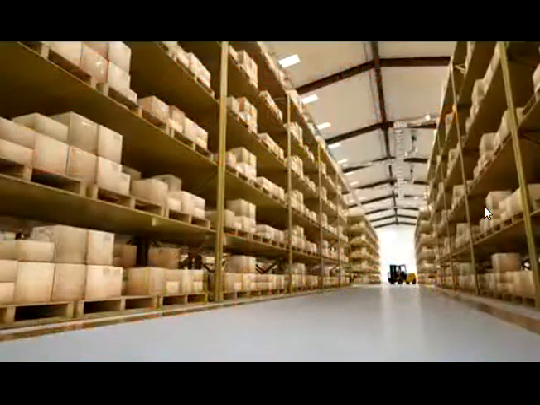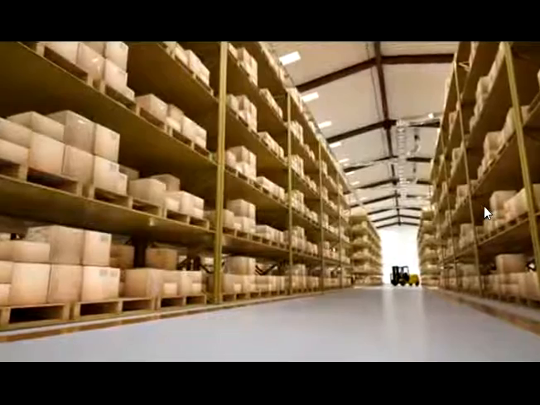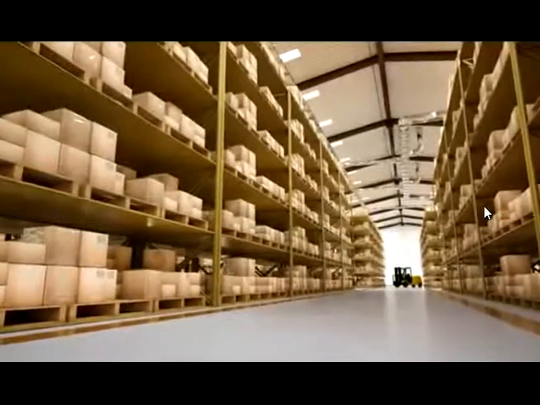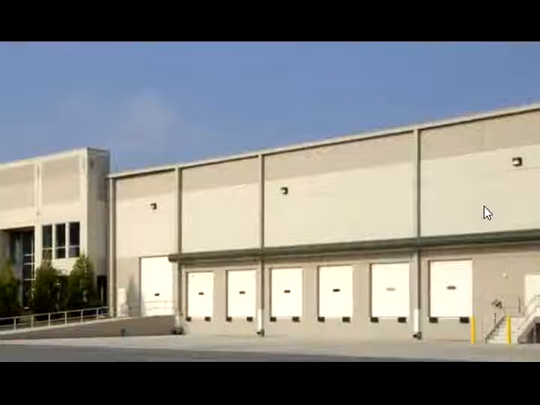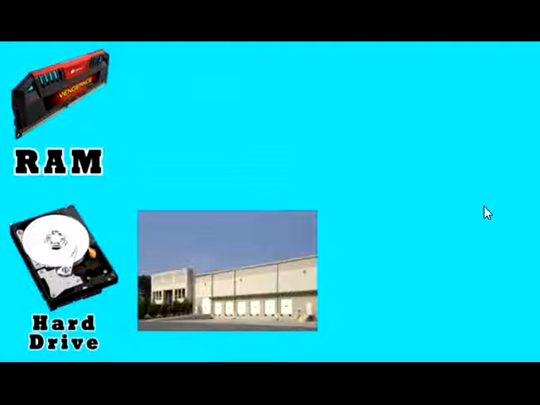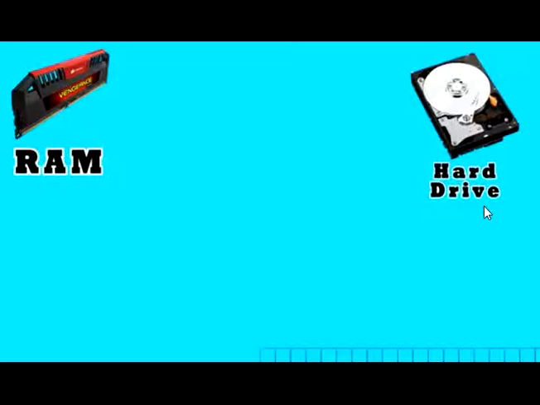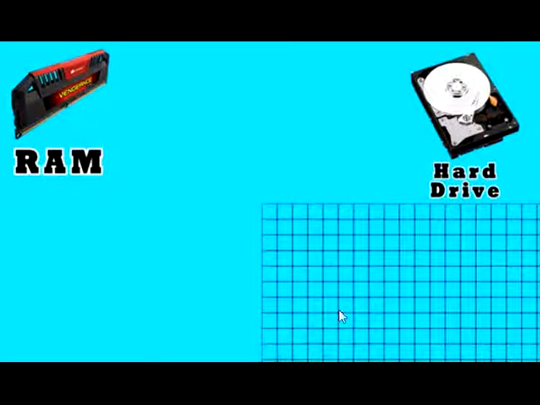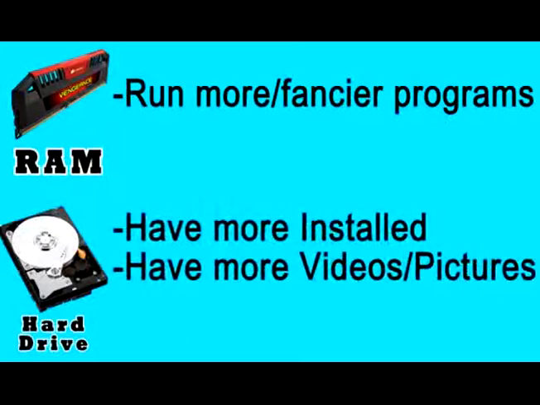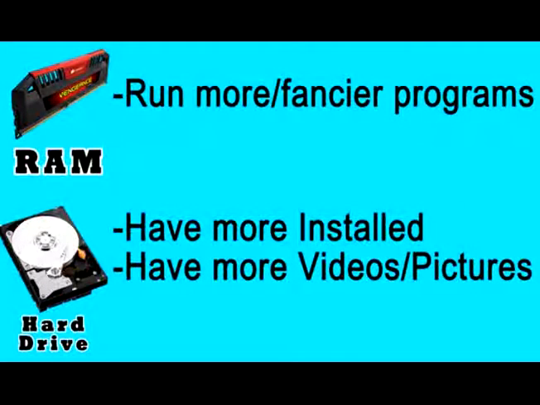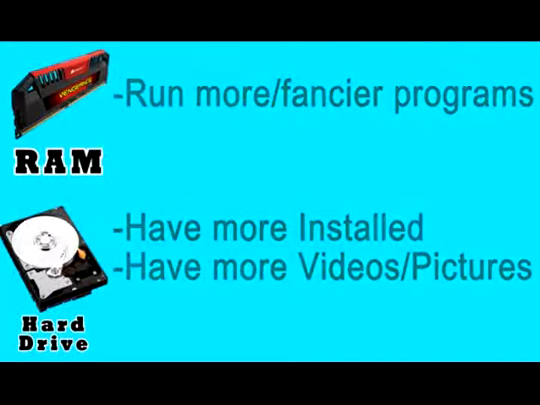Think about the storage like this: if you have a massive warehouse, to scan and get out the data that is required, you have to go to a tiny door. The long-term data storage is the hard drive. From that, if you require a small amount of data, you extract it from the hard drive and store it in the RAM for quick access. RAM allows you to run more programs, and a bigger hard drive allows you to have more programs installed and more videos or pictures inside it.